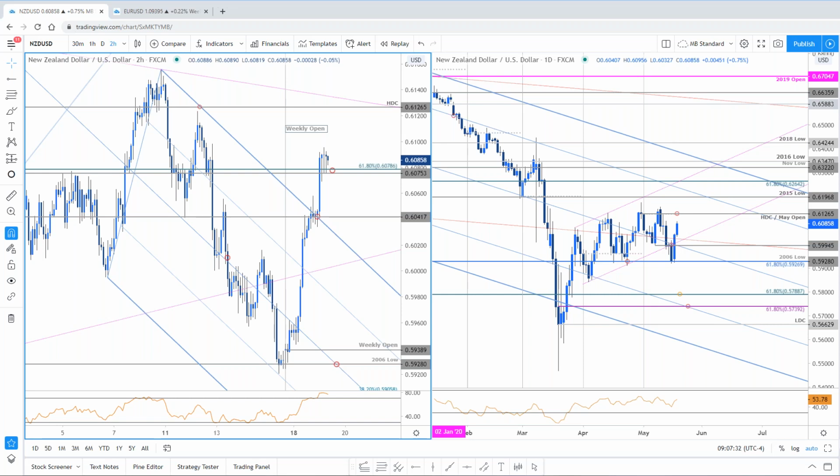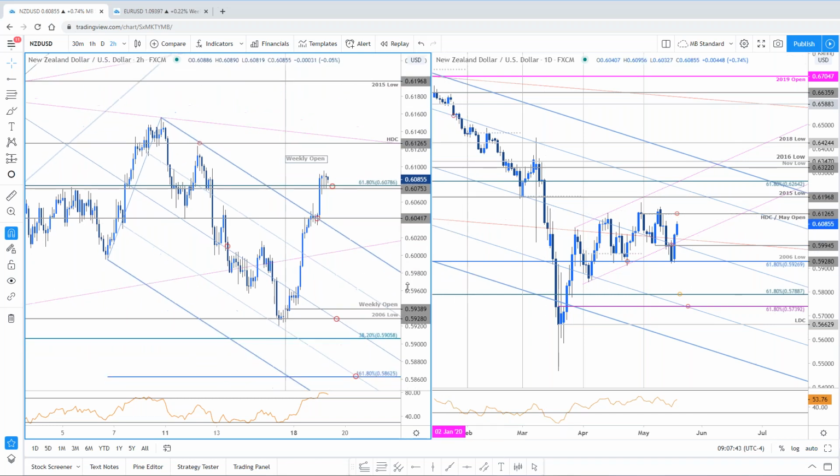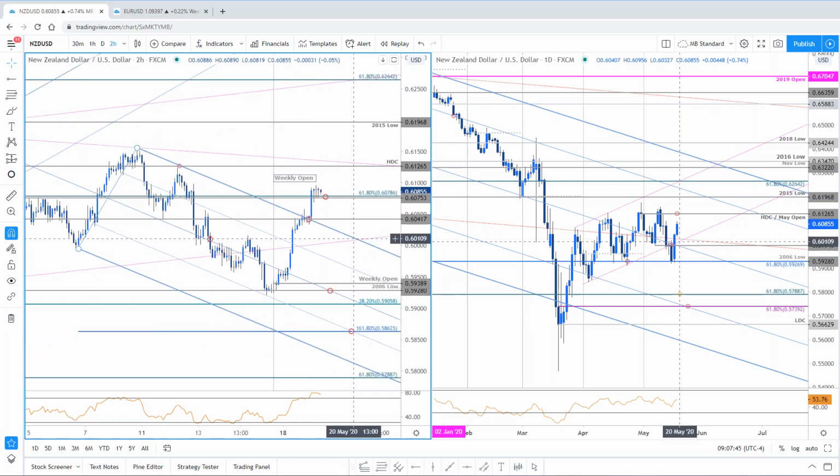Pullbacks 60.40, we'll see if that holds as support, may offer a nice chance to get back on that move towards 61.26, but at the end of the day, this thing stretched pretty hard. It's a massive range. It might be an expansionary range. Don't really want to mess with Kiwi at this point.